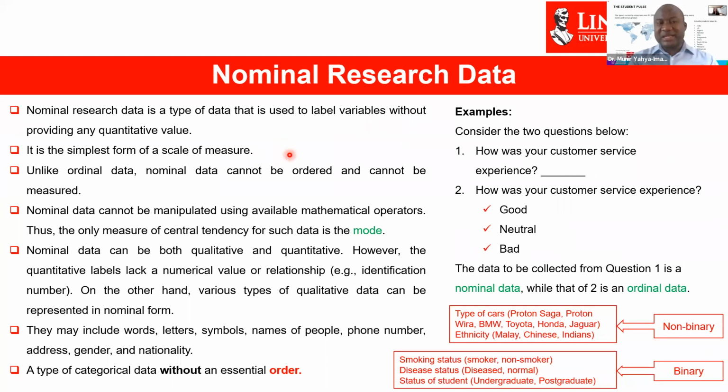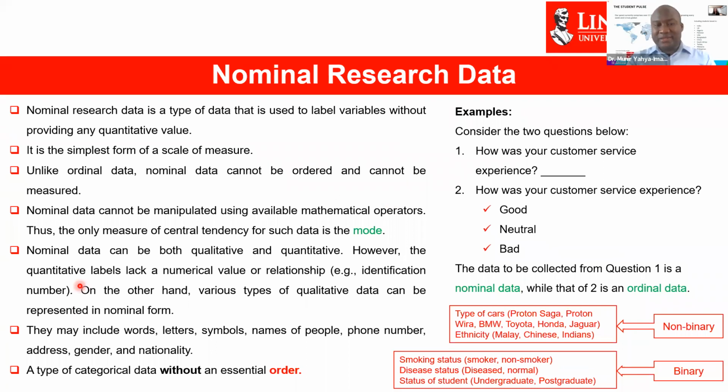So nominal data can be both qualitative and quantitative. It depends on the nature of your research. However, the quantitative label lacks a numerical value or relationship, that is, an identification number. On the other hand, various types of qualitative data can be represented in nominal form.